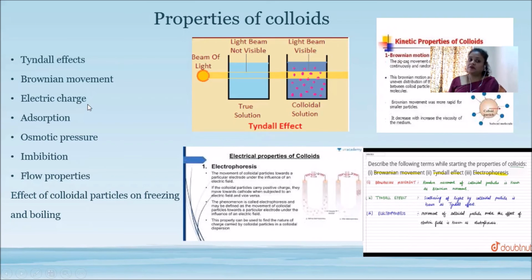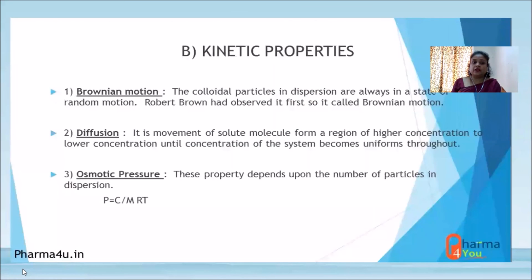Electric charge, positive and negative charge. Adsorption, like ice cream with the fruits in that, will adsorb. Then osmotic pressure, movement of particles through a semi-permeable membrane. Imbibition, take an example of cooking rice. Flow properties, when you have a liquid flowing, it all depends on solids dispersed in liquids, and this depends on the freezing and boiling point. Example, jam. So we have done with this.